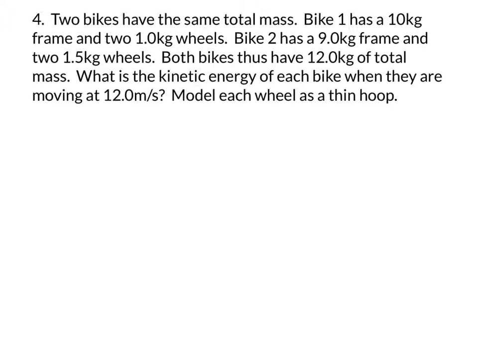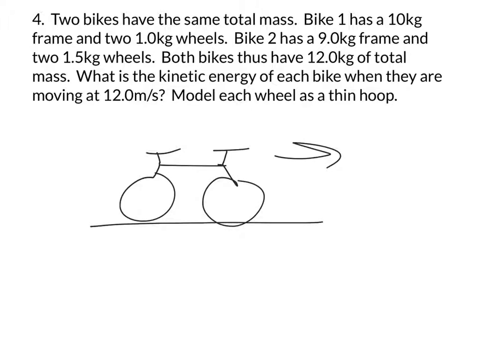So let's draw one bike, and we'll just use the same formula for both. So here's a bike, like so. And it's traveling forward, like this. And it says to model the bikes as hoops because the spokes are very light. Most of the mass of the bike is on the edge. Or most of the mass of the wheel is on the edge.